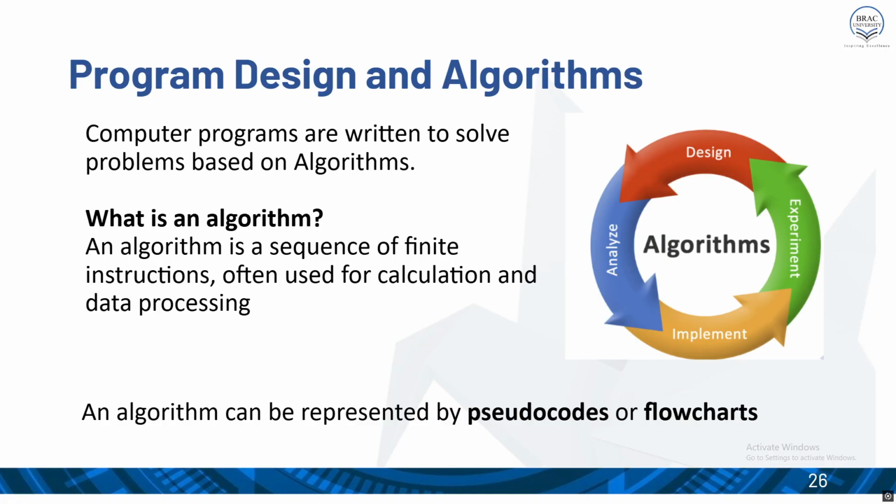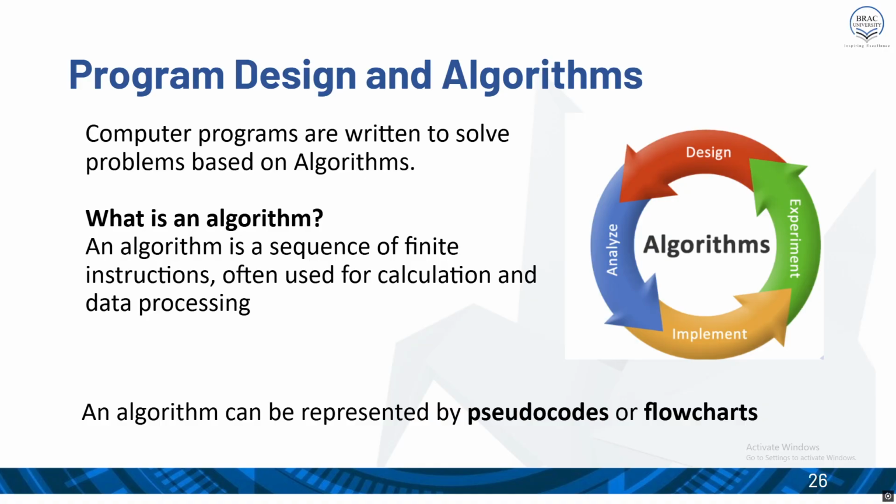To solve a problem, we write computer programs. An algorithm is a sequence of finite instructions which helps to write those programs. Algorithm can be represented in two ways. First one is the pseudocode and another one is flowchart.